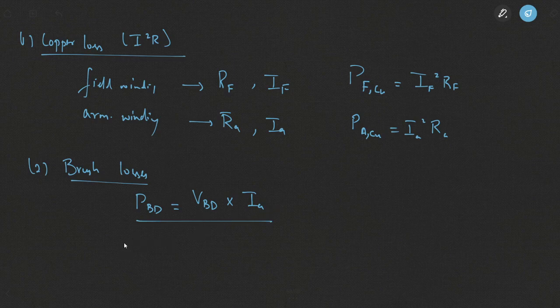So brush losses are the losses owing to the drop in voltage at the contact of the brushes of the machine. VBD is mostly constant, and more or less VBD is taken as equal to 2 volts approximately in most of the machines. Unless otherwise specified, you can take VBD equal to 2 volts. You will be knowing the armature current, so you can calculate the brush losses in this machine.